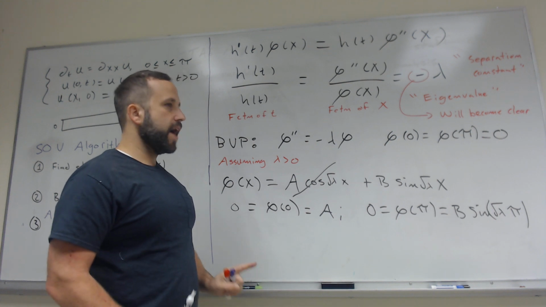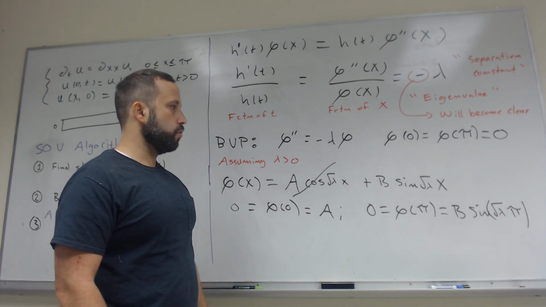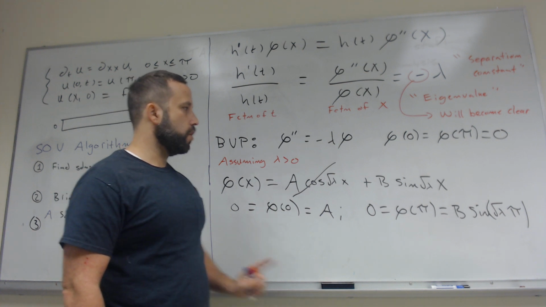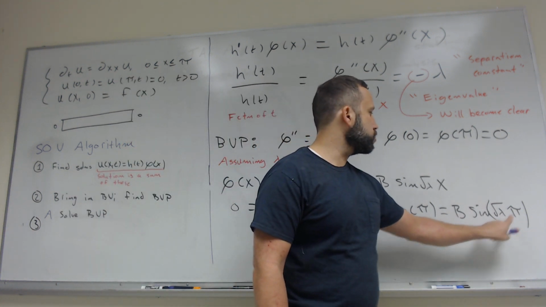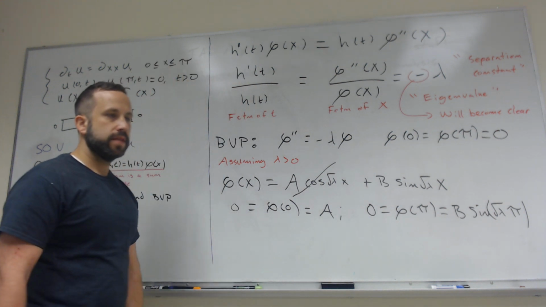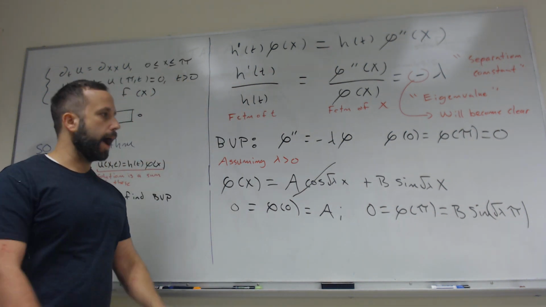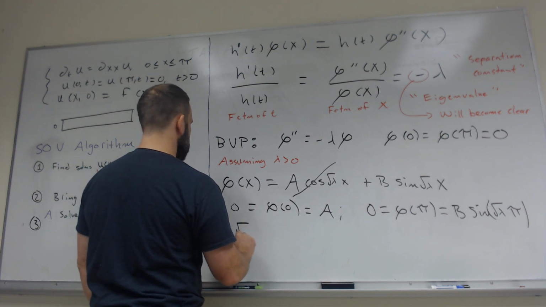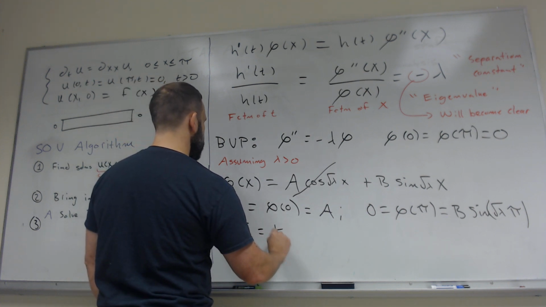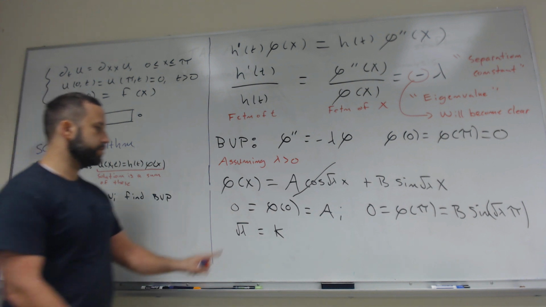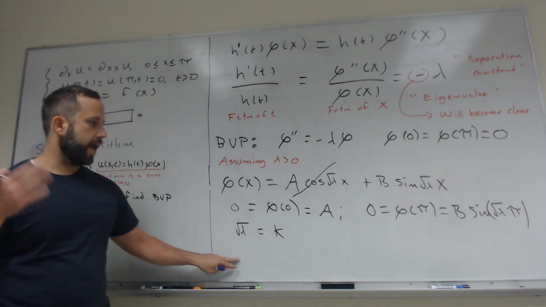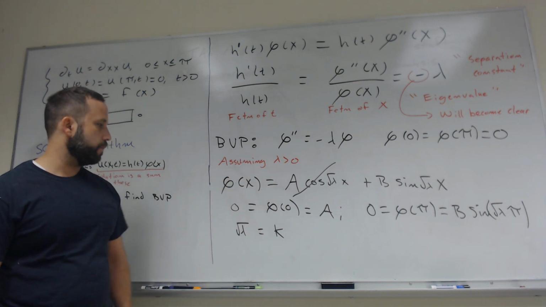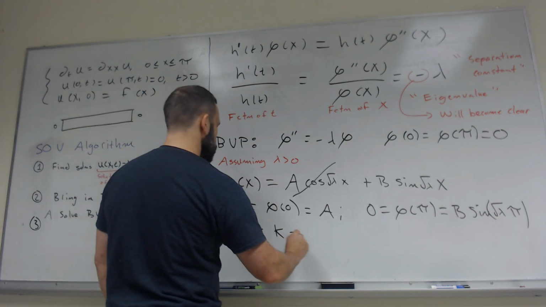But the only way that can happen, pause for a minute and think about what this requires of lambda. The only way that can happen is if the square root of lambda times pi is equal to an integer multiple of pi. So in other words, we need square root of lambda to equal some integer k, for right now just k equals 1, 2, 3, 4, 5, because I'm assuming lambda is greater than 0. So what does this tell me?